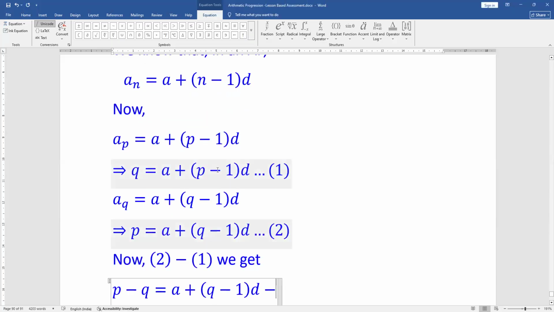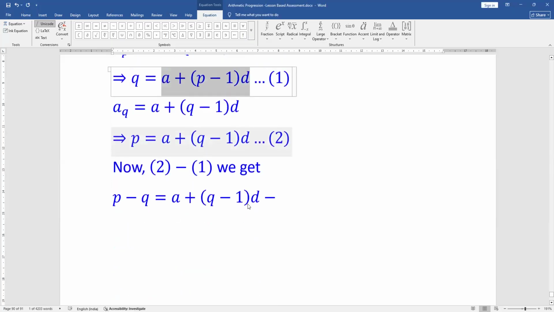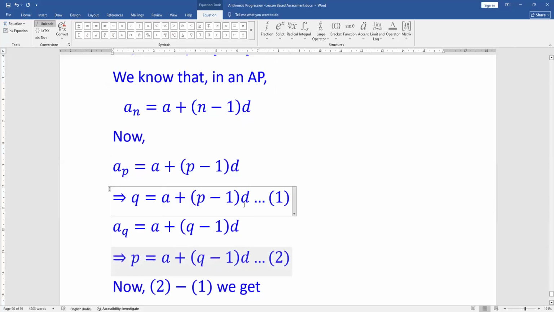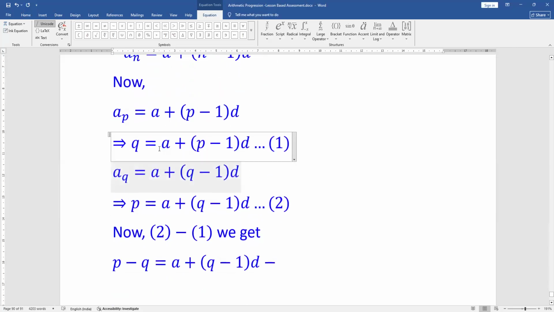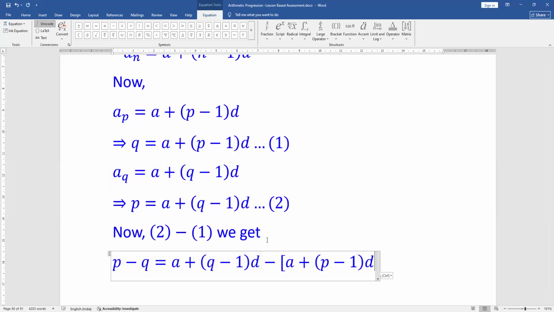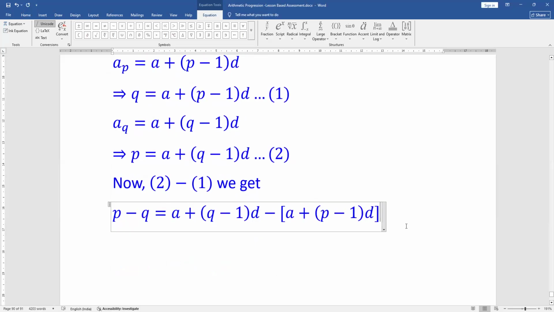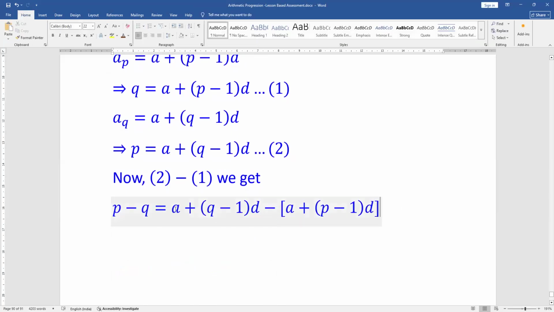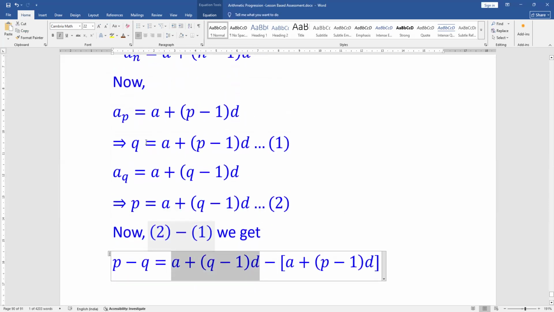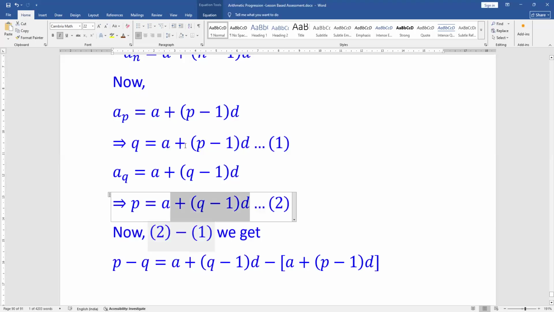So here you have another binomial term. A plus (P minus 1) into T, correct? Immediately you have to use a bracket. Just open the bracket here and enclose it. So this is the P value. The P value is A plus (Q minus 1) into T. This part is the second equation, and here is the first equation.